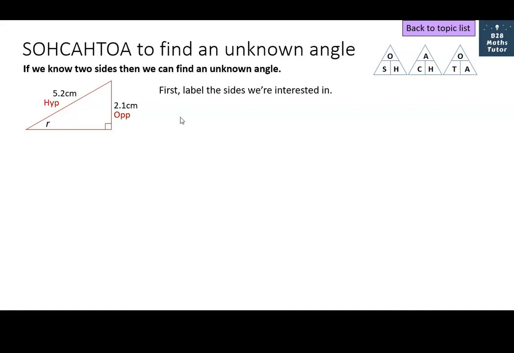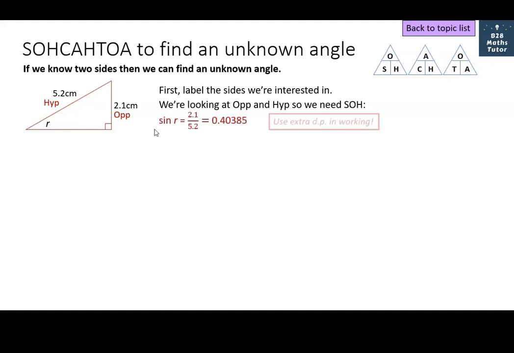If we're dealing with opposite and hypotenuse, we need the SO triangle. So sine of the angle is opposite over hypotenuse. In this case, sine of R is opposite is 2.1 divided by hypotenuse is 5.2. Now you can leave it as a fraction, that's absolutely fine, or you can write it as a decimal. But if you want to write it as a decimal, make sure you use extra decimal places. So at least 4 decimal places, preferably 5.